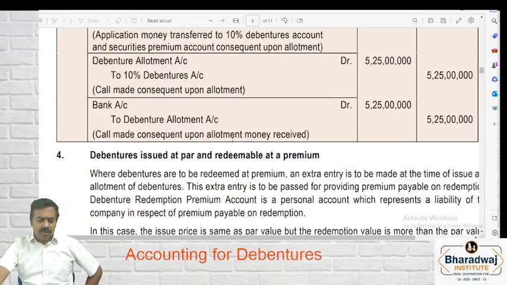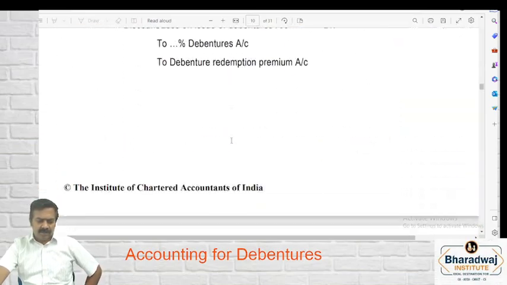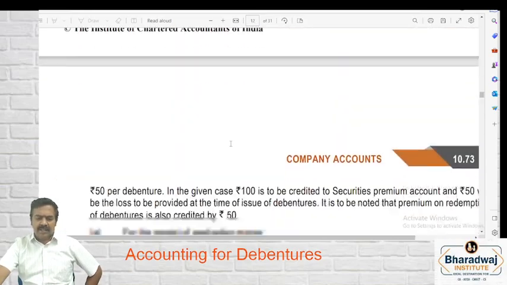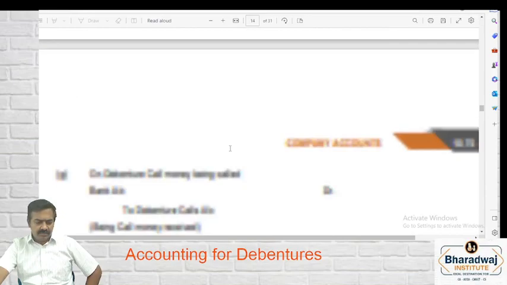Like this, about 3 or 4 illustrations are given, you can go through. For each one, they have given a separate illustration. Please go through.